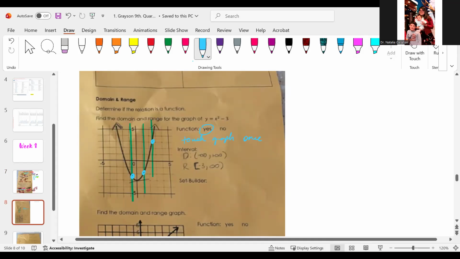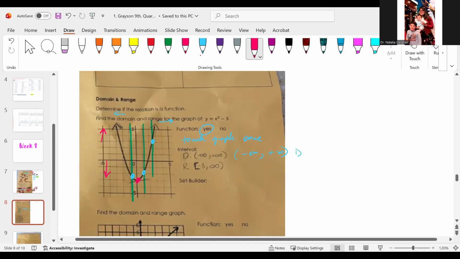Interval, domain. Domain means how far does it go to the right? How far does it go to the left? Do you see the arrow keeps going more over to the left, and it keeps going more to the right? So this will be negative infinity to positive infinity for the domain, because x is just going to go further to the left and further to the right. Correct? Range. How far does it go up? How far does it go down?